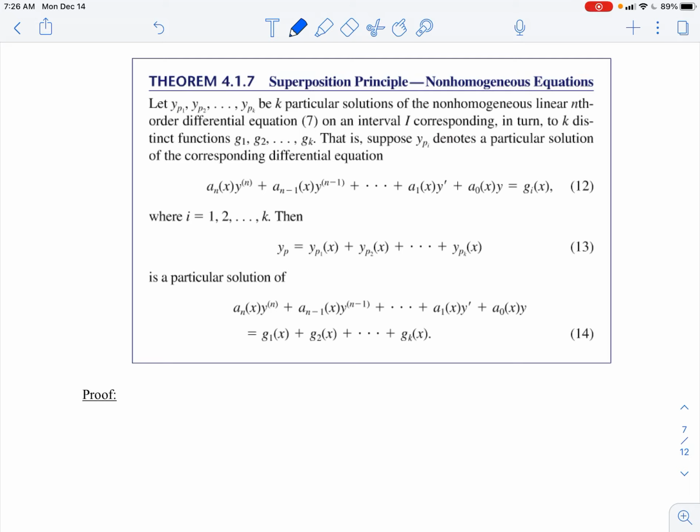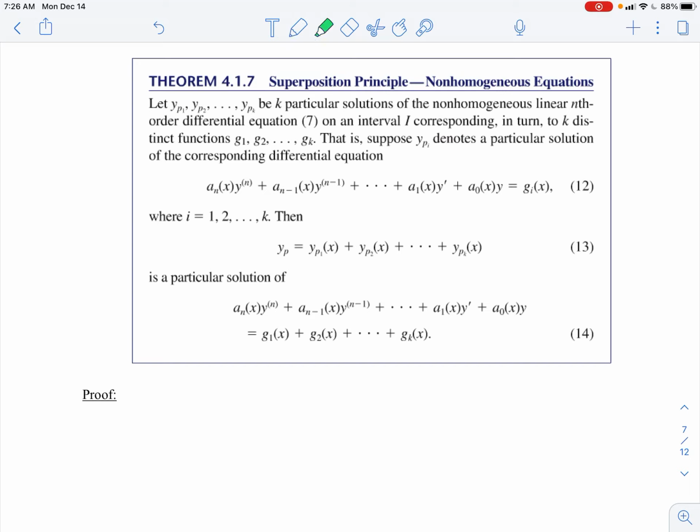Then y sub p is equal to y sub p1 plus y sub p2 plus all the way up to y sub pk. All those are functions of x. It is a particular solution of the differential equation equal to g1 of x plus g2 of x plus all the way up to gk of x.